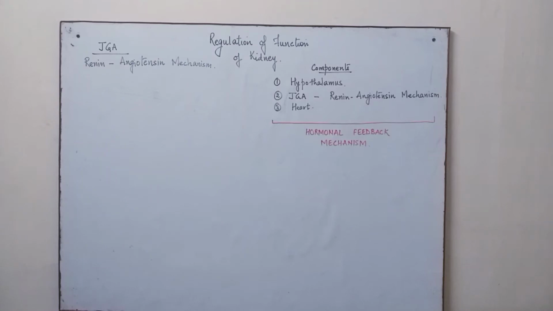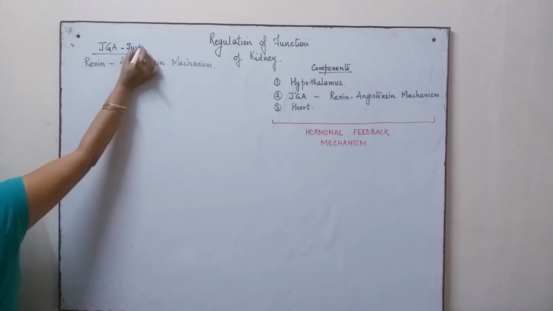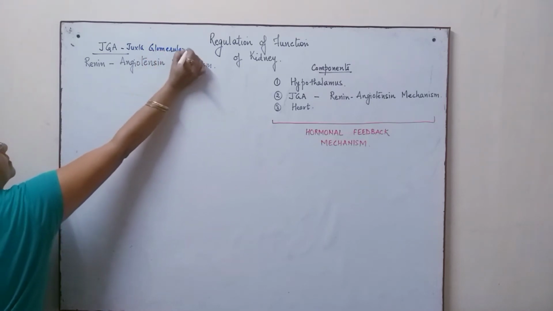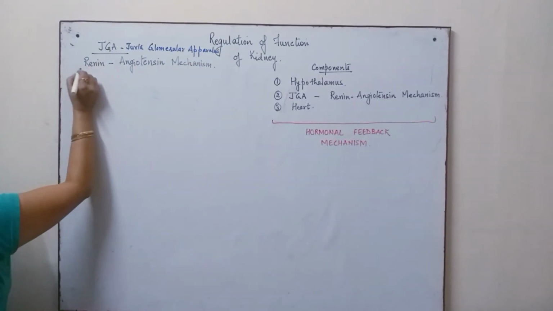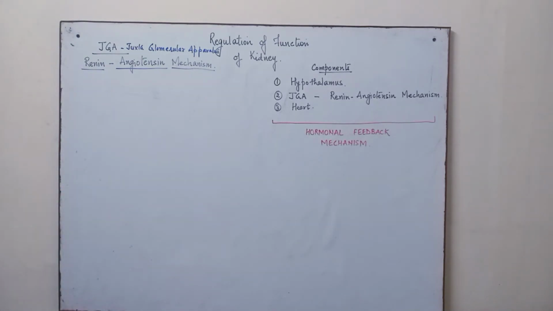In this video, today we'll be talking about the regulation of functions of the kidney and the role played by the juxtaglomerular apparatus, the JGA. It is also known as the renin-angiotensin mechanism, and it is a very important mechanism where the kidney function is regulated.